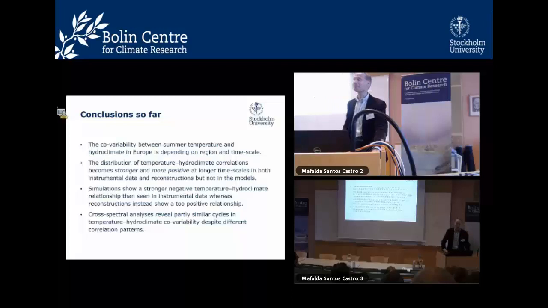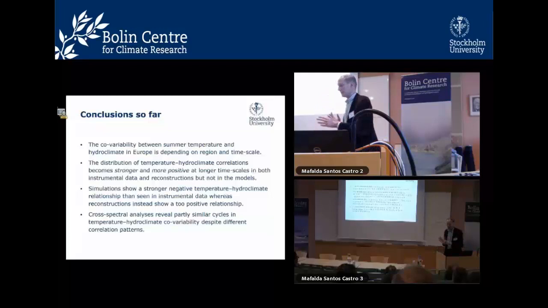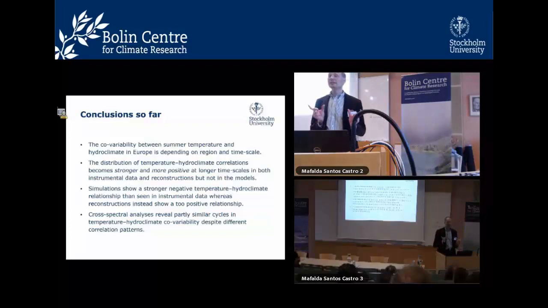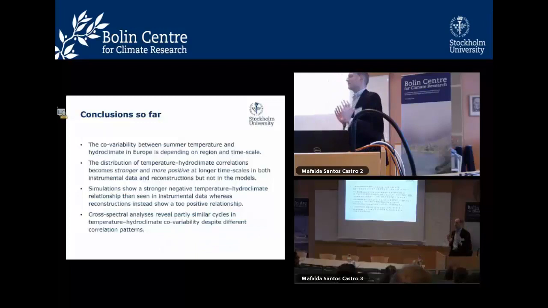But still, we see these spectral peaks being the same in the models, the instrumental data, and in tree-ring-based reconstructions, which indicates that even if the models have a too negative relationship, and the tree-ring reconstructions instead a too positive relationship between temperature and hydroclimate in the summer, they still show the same periods and reflect possibly the same forcing or the same internal modes of variability. And we will look into this in the coming few months. I'm working on this right now to really look at the differences between the distributions and also see the presence of dipoles, and if this differs between, for example, models and reconstructions.